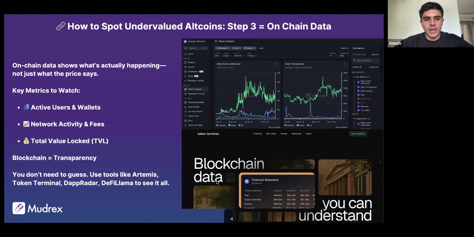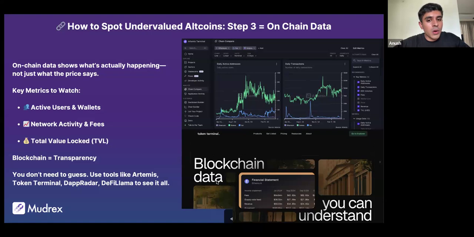Next is network activity. This basically refers to how much stuff is actually happening on the blockchain. Are people just holding the token or are they actually using the network, right? Here's what you can check. Basically, number of transactions per day, network fees generated. This is a big one. Higher fees usually mean more activity. So this is worth checking as well.